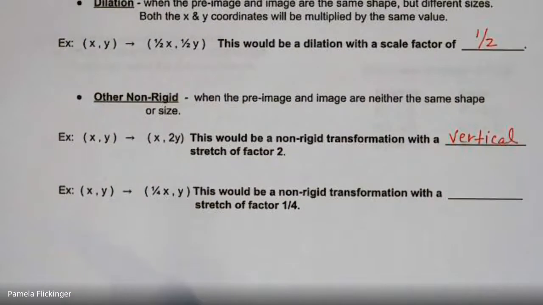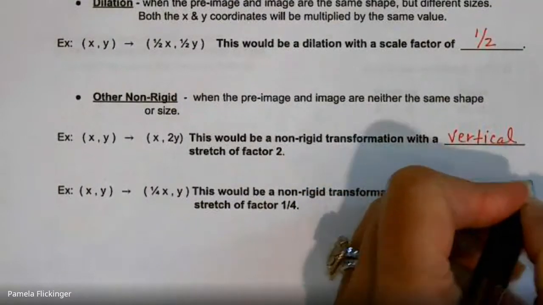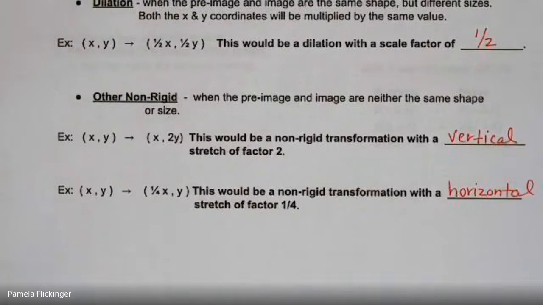In the second example, it's the x coordinate that's being multiplied. So again, just the x means it's non-rigid, but the x will move this horizontal. So this is a horizontal stretch of a factor 1/4. Now, technically, when our numbers are smaller than 1, they're not really stretches. You can call that a compression or a shrink. But for right now, what's important is I want you to recognize what the direction is, okay? And we're just going to call it a stretch to keep everything simple for now.